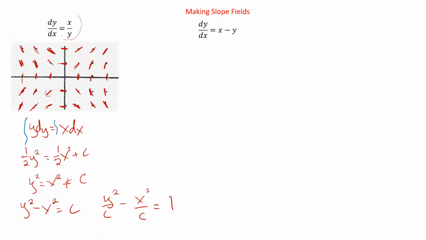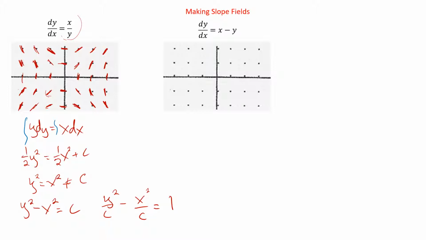Another one, we can make a slope field for x minus y. We won't find a general solution for this because if you notice, this is not separable. There's no way to get all the y's on one side and all the x's on the other. You might think, well, I can just add y and multiply by dx. Remember, you would have to distribute that dx. You'd end up with a y dx, and you can't get rid of that. So we won't find the general solution, but we can still make a slope field, x minus y.